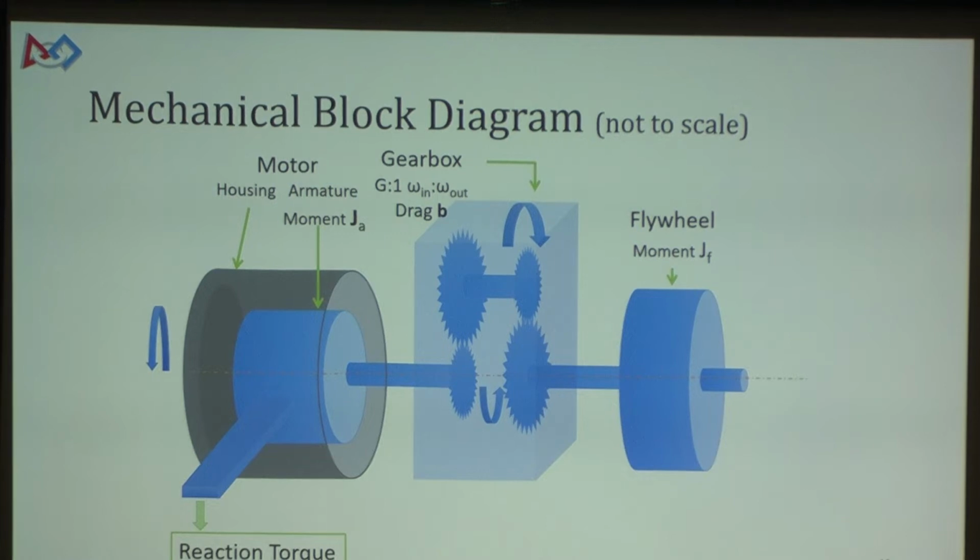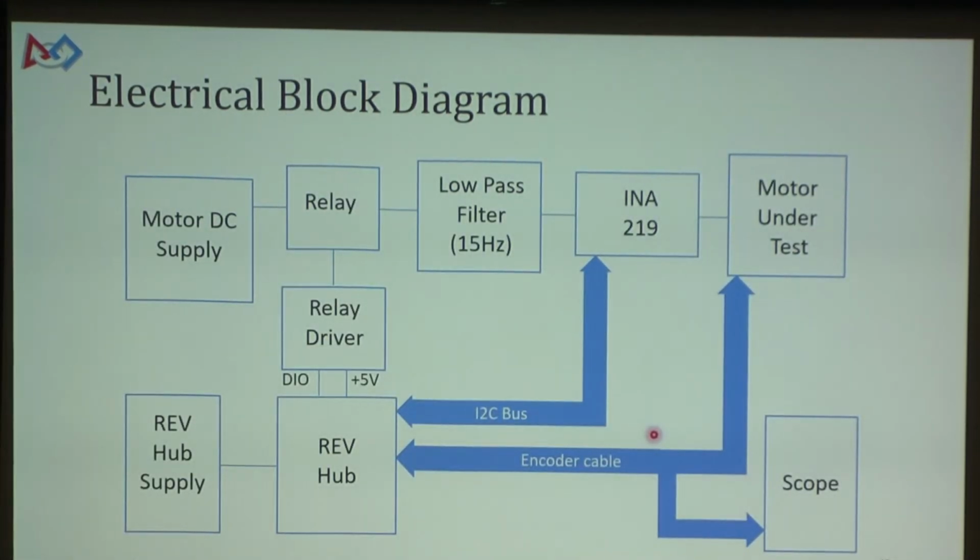This is a block diagram describing all the components of our dynamometer. This is the motor. It's not to scale, in case you're wondering. As it spins, it applies a reaction torque to the scale. Then this is our 25-to-1 gearbox, which allows us to use a smaller moment of inertia than would have been necessary. And this is our flywheel, which acts as our moment of inertia. This is an electrical diagram of all the electrical components on our dynamometer. When the relay is on, the power goes through the relay and the filter and the sensor to the motor.